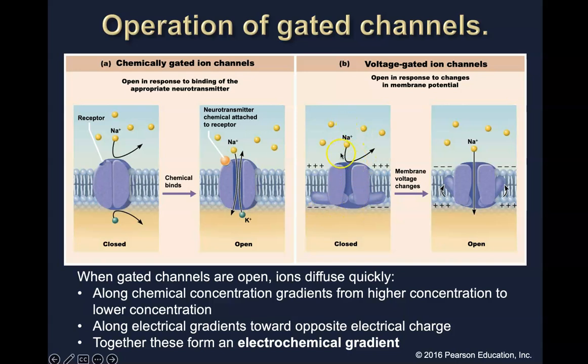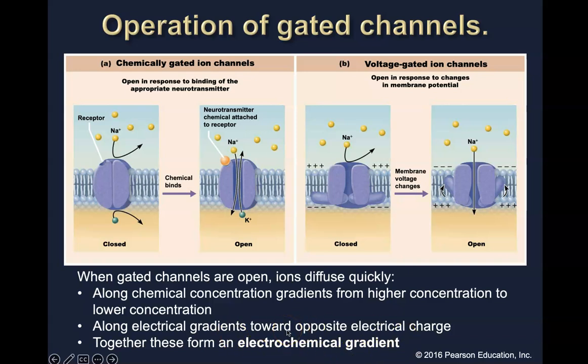Because opposites attract. Sometimes that change creates an electrical gradient when you have a buildup of positive charges on the outside of the cell and a buildup of negative charges right on the inside of the membrane. Oftentimes these two work together. Here we have sodium that wants to move to the inside of the cell down its concentration gradient, but it also wants to move to the inside of the cell because of this electrical gradient. Together we call that the electrochemical gradient.